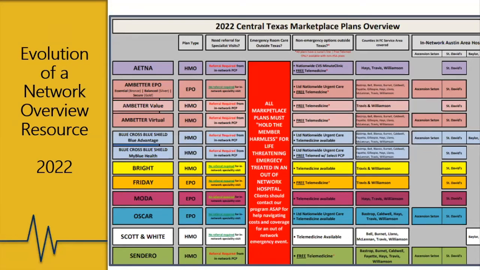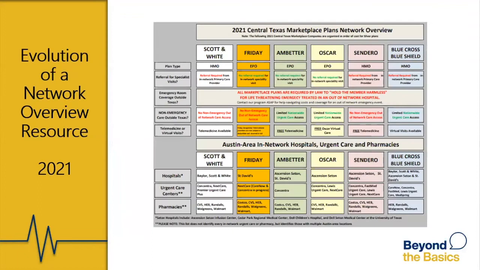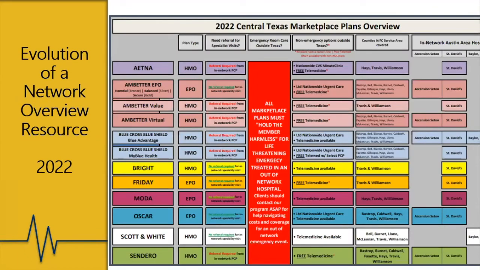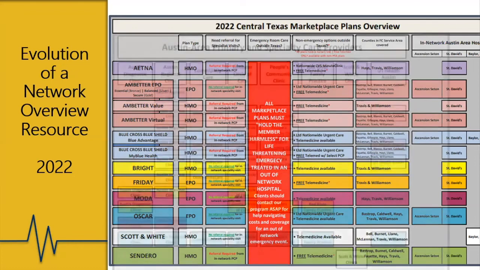I will say, speaking personally, I really prefer this one. This one's a little more orderly and clean. This one gets a little hectic, right? And it needs to be hectic because of the number of plans and companies. You guys can see that the company Ambetter had 3 different plans for 2022. Blue Cross Blue Shield had 2 different plans. And so that needed to be accommodated in any resources.